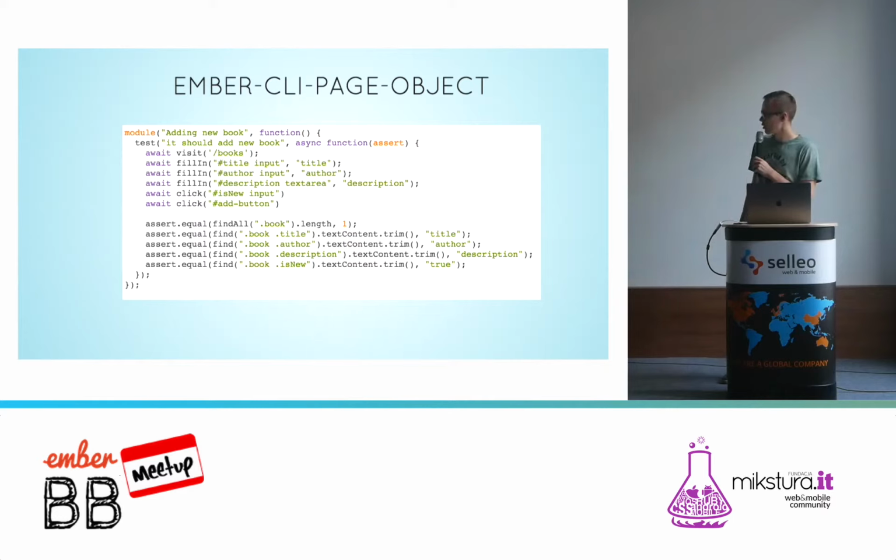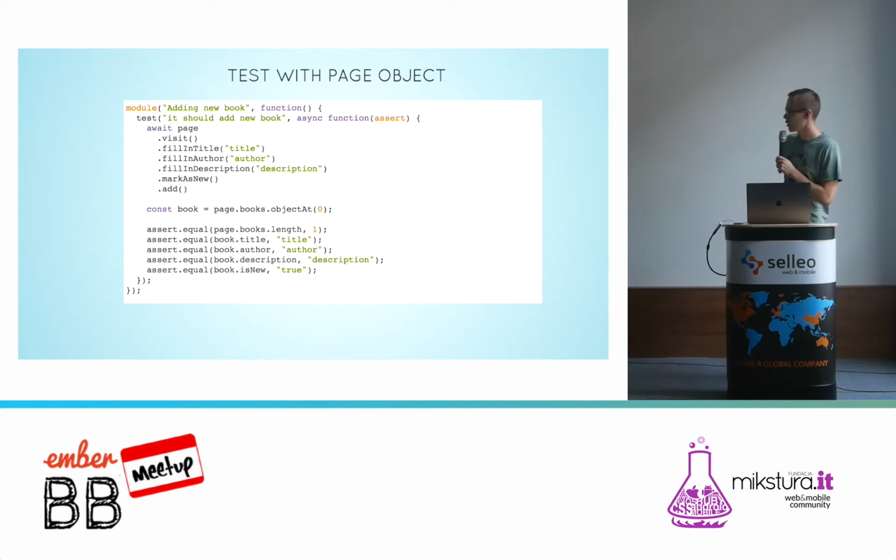As you can see on this slide, we have a lot of CSS selectors here and methods like this, and it makes the test harder to read. And that is our test with page object. We have a page, we visit the page, then fill in all fields and mark as new, and then we are adding a book, and in the end we are testing if the added book is the same as we just added. And this is much more readable than the previous example.